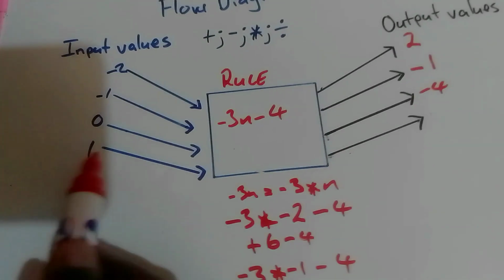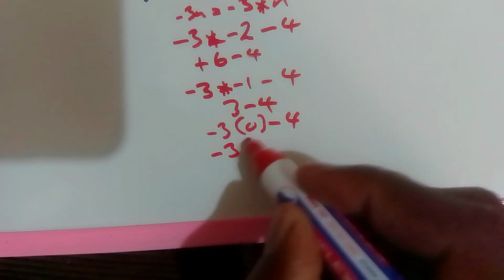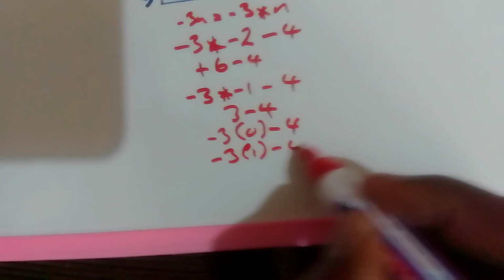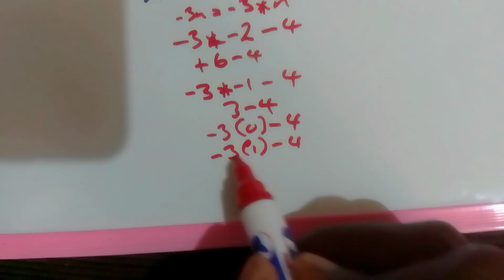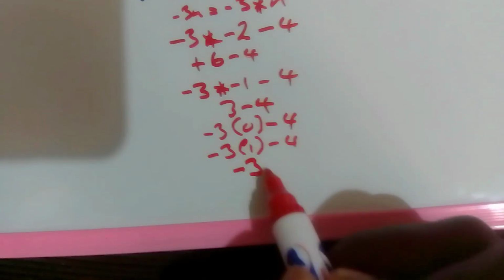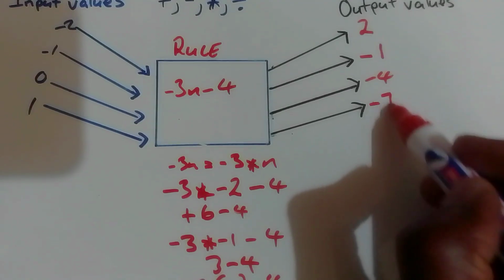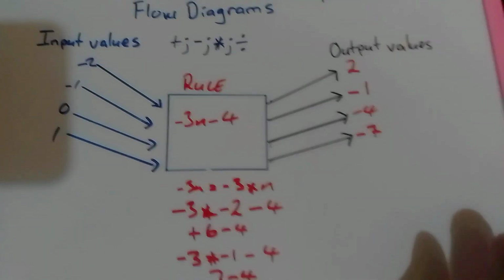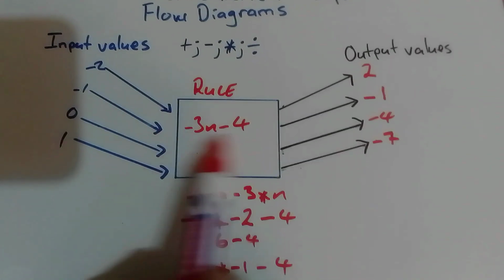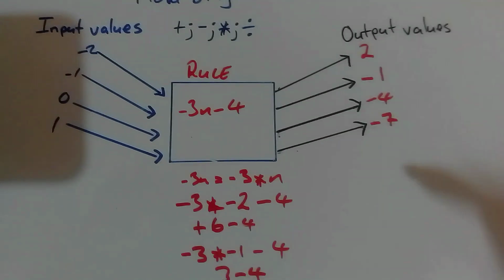And last but not least, 1. Now we say positive 1, so we've got negative 3 multiplied by a positive 1 minus 4. A negative and a positive, we get a negative sign. So now we've got negative 3, negative 4. Negative 3, negative 4 gives us negative 7. And then we get to negative 7. And just like that, we have put numbers into a rule, and there is an output that we got, right?